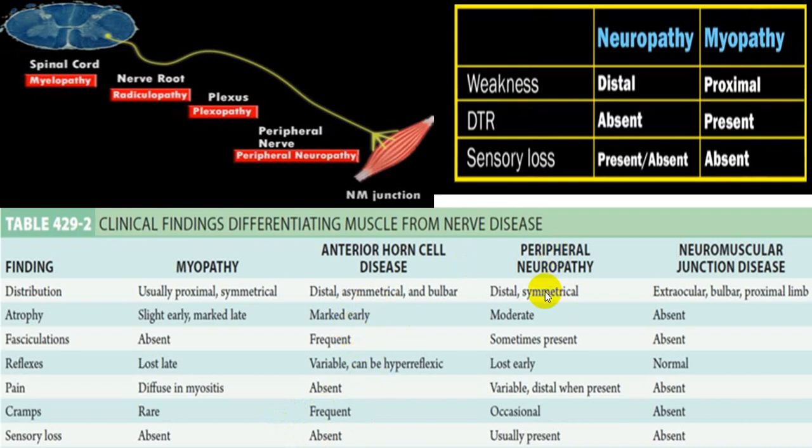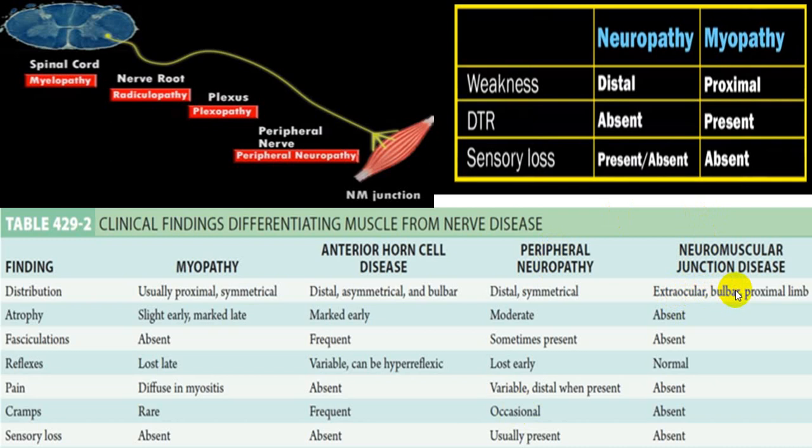In peripheral neuropathy, it is distal and symmetrical. Atrophy usually in a late stage. Fasciculation may be seen. Reflexes will be lost in an early stage because of involvement of the motor fibers. Pain may be there. Cramps occasional. Sensory loss usually because of involvement of sensory fibers. CPK will be normal.